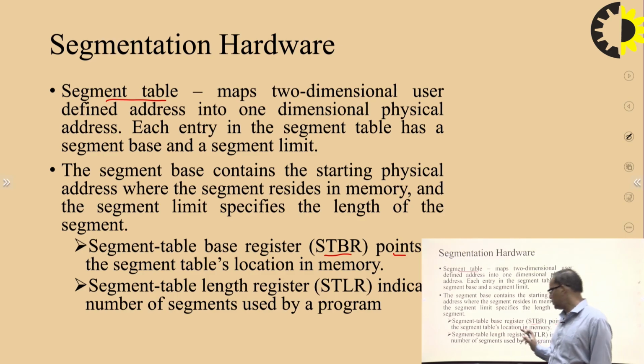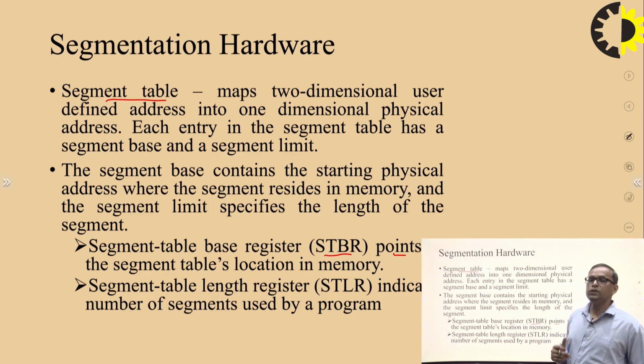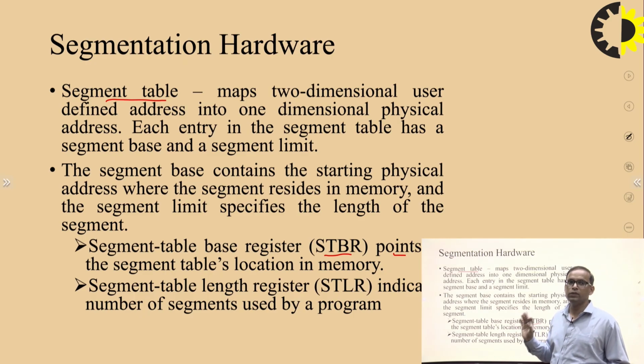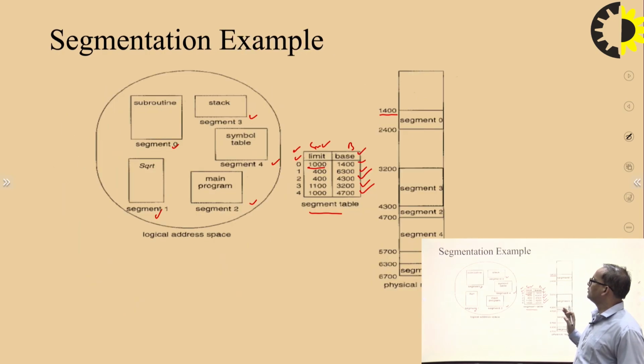First one is the segmentation table base register, which contains the base address, or the physical address, of the segmentation table, because in order to access the segmentation table, we must know the address of the segmentation table where it is stored in physical memory. Second one is the segmentation table length register, STBR length. It basically stores the number of segments for which we have to maintain the data in the segmentation table. So this is the basic description of the components of the segmentation hardware.